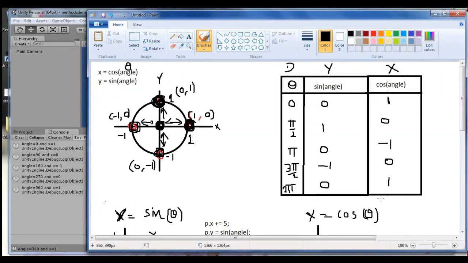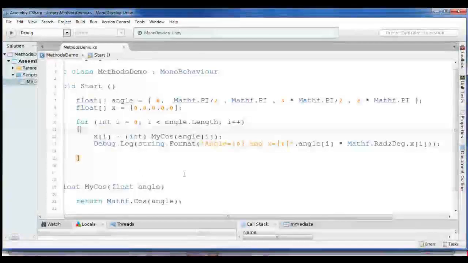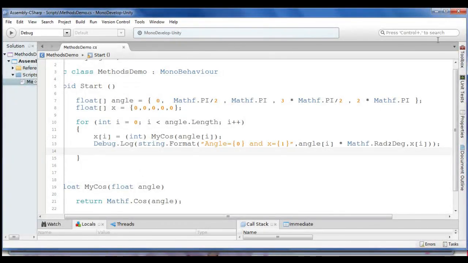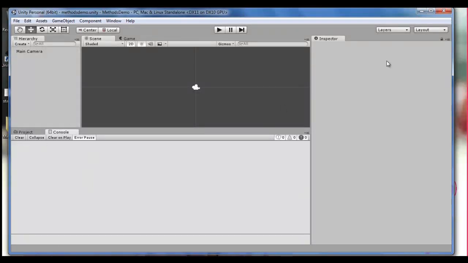Nice, right? This is how we write our own code, and I hope you guys have understood how we create our own function and work with it. Okay guys, for this class this much is enough. In the next class we will get some more ideas on sine wave and cos wave.